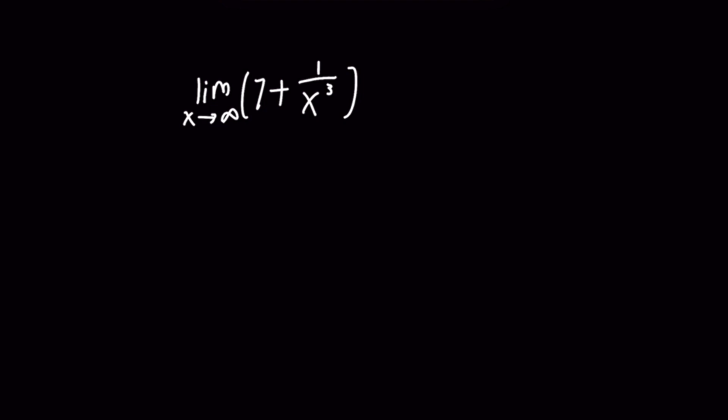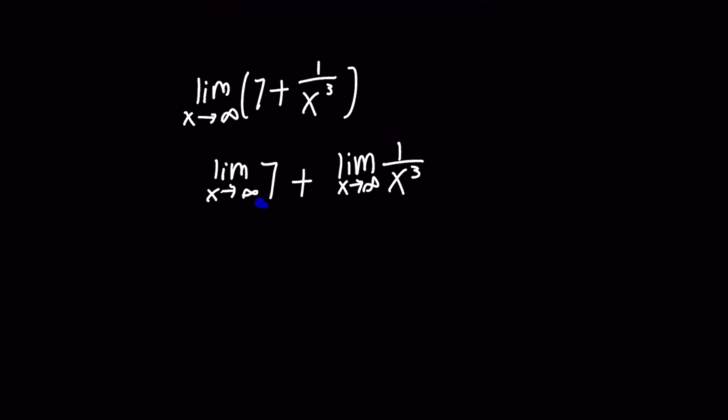So, turns out if you have something like this, you can actually distribute the limit into both of these terms. So let's write that out. It's going to be the limit of 7 as x approaches infinity, plus the limit of 1 over x cubed as x approaches infinity. Okay, we can evaluate these each separately.